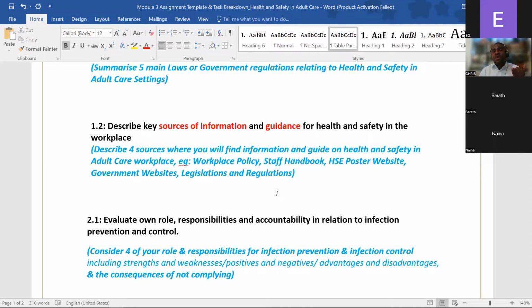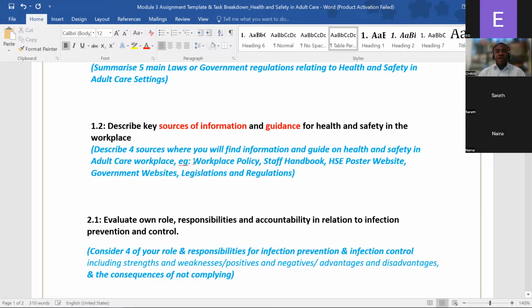So there you'll be talking about policies and procedures, guidance. So sources of information and guidance for health and safety in your workplace. Describe. So to answer this question, we expect you to describe 4 sources where you will find information and guidance on health and safety in an adult care workplace.